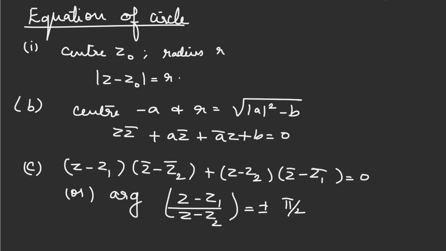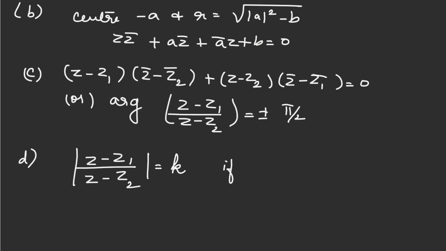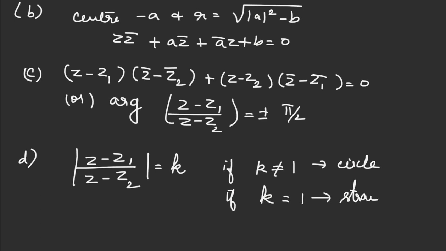The equation represents a circle. The equation modulus of (z minus z1) divided by (z minus z2) is equal to k represents a circle if k is not equal to 1. It represents a circle, and if k is equal to 1, it represents a straight line.